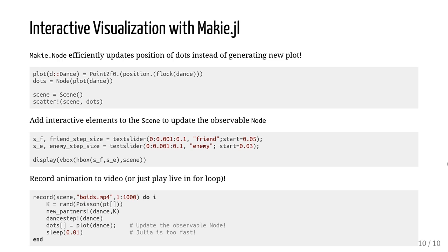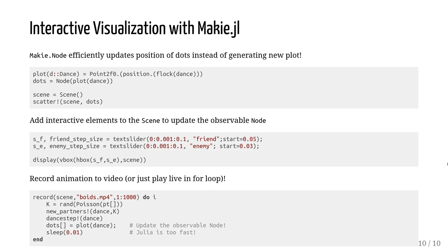I can also add interactive plot elements to the scene, which allow us to update the internal parameters of the dance, such as the step size towards the friends and the enemies, and display these sliders in the scene. Finally, to view the animation, I can simply put all of this into a for loop. Also, I can record it directly to a video using a very handy record function. So here you can see the entire dance in one do block.